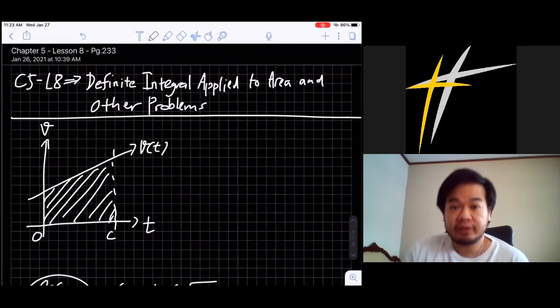Okay, good morning everyone. Now we are gonna continue still on the next lesson, but I will continue the discussion. Still chapter 5, lesson 8, and the lesson topic is about definite integrals applied to area and other problems. You can open your book. Now page 234.